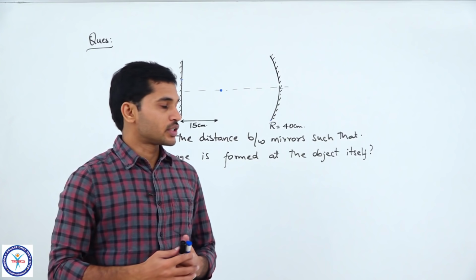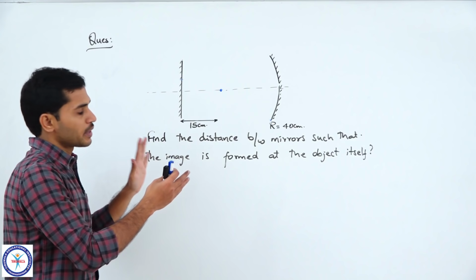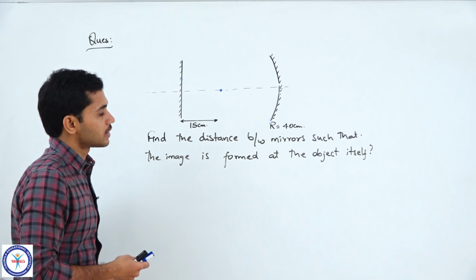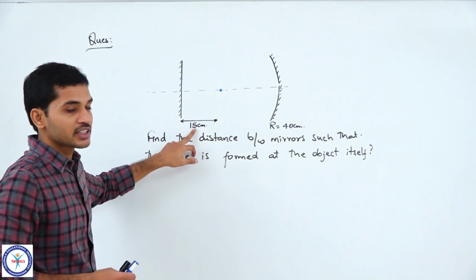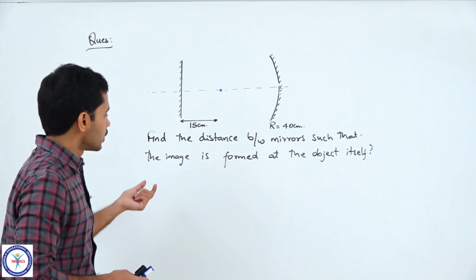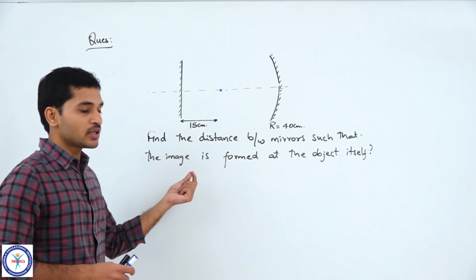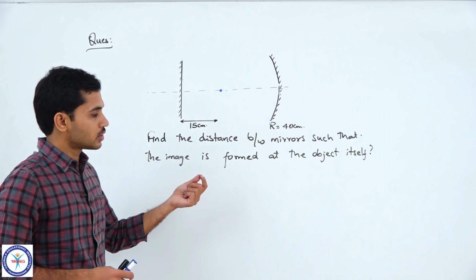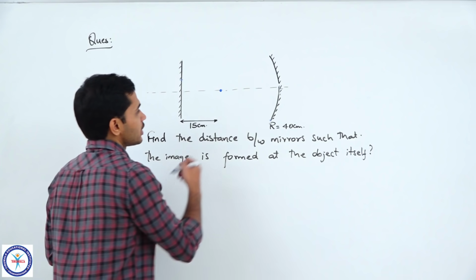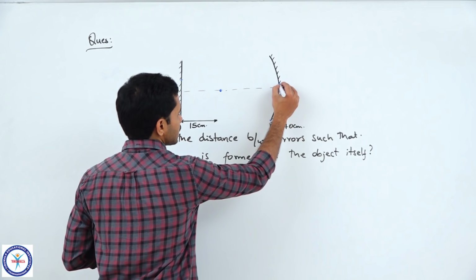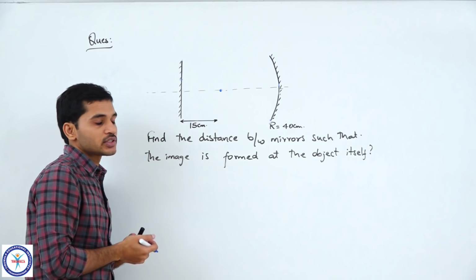Now, let us see this question. Similar to the earlier one, we have a plane mirror and a concave mirror. The radius of curvature is given to us, and there is a point object placed 15 centimeters in front of the plane mirror. The question is, find the distance between the mirrors such that the image of the object which is formed is coinciding with the object itself. Which means the final image which is formed for this object is coinciding with the object itself. So, that is the case which is given to you.